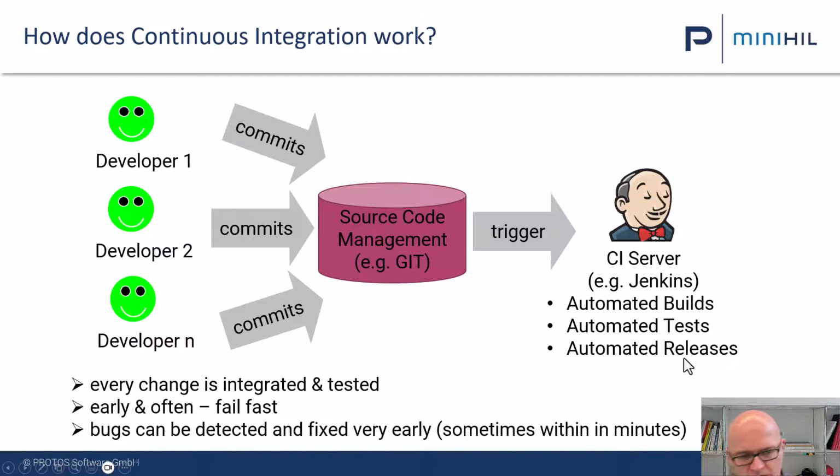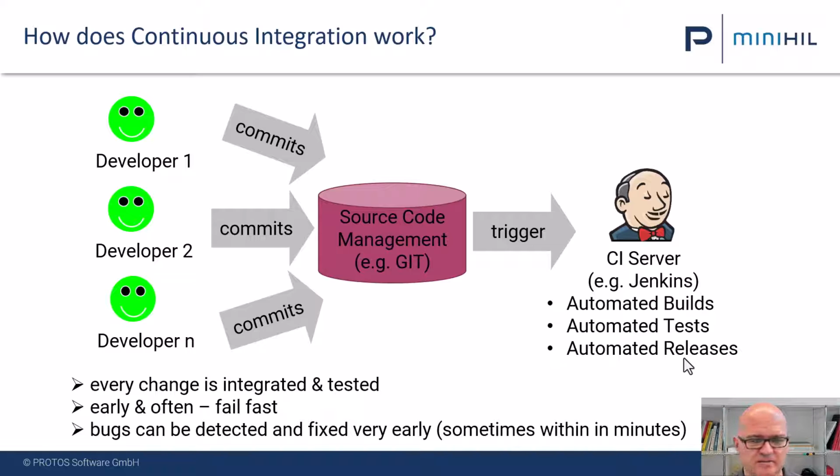What are the principles behind this? Every change is integrated and tested. So every change, whenever you commit. So you should commit early and often. So whenever you have a package ready, after a couple of hours, for example, a bug is fixed, you've written a test case, so check it in and make sure that the continuous integration server has the opportunity to test this. Why do you want to do this? You want to fail fast.